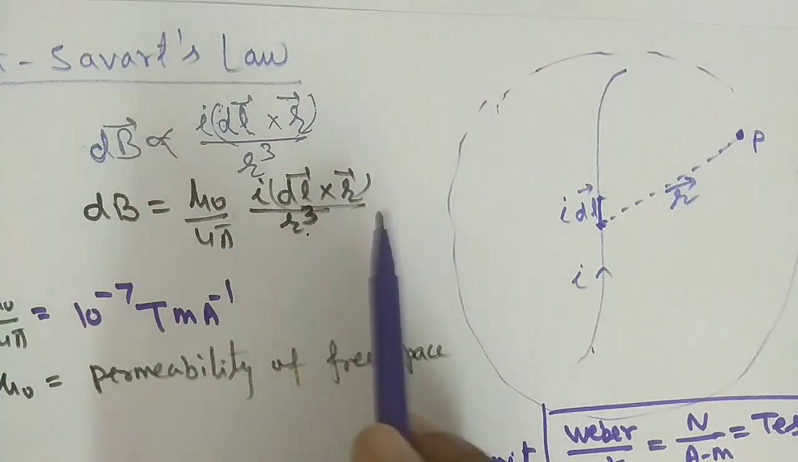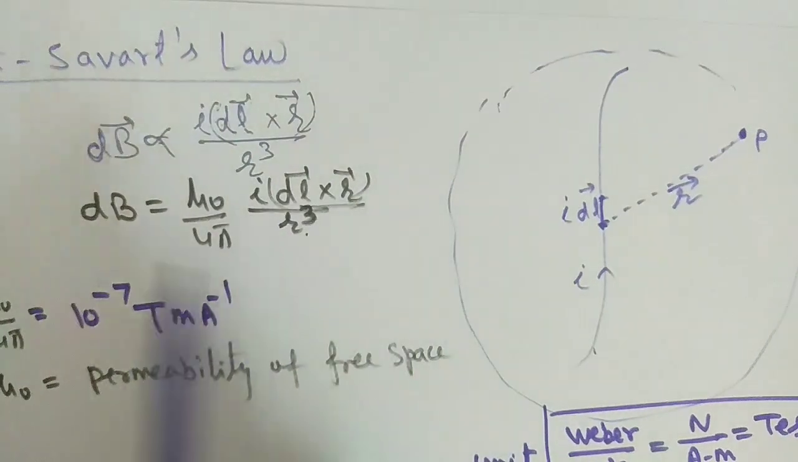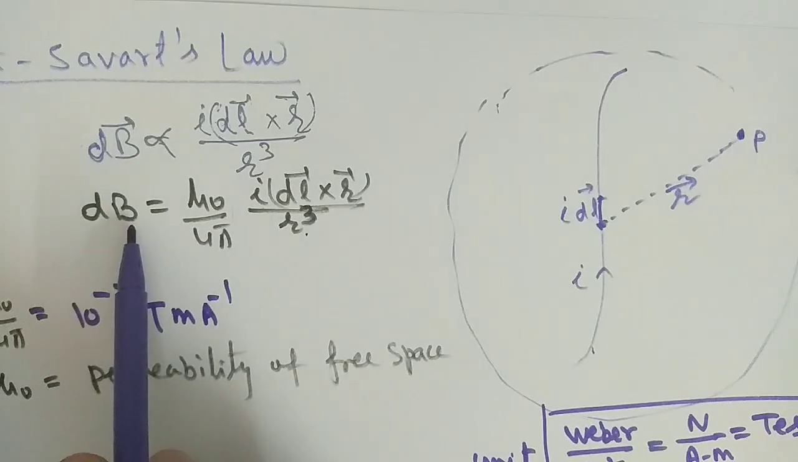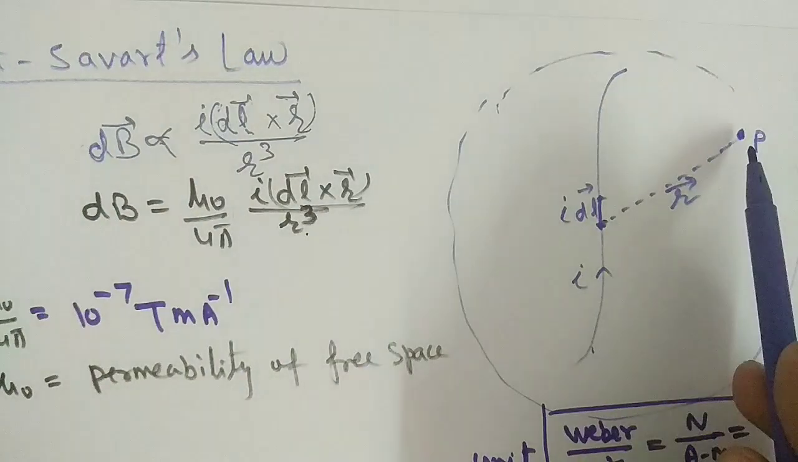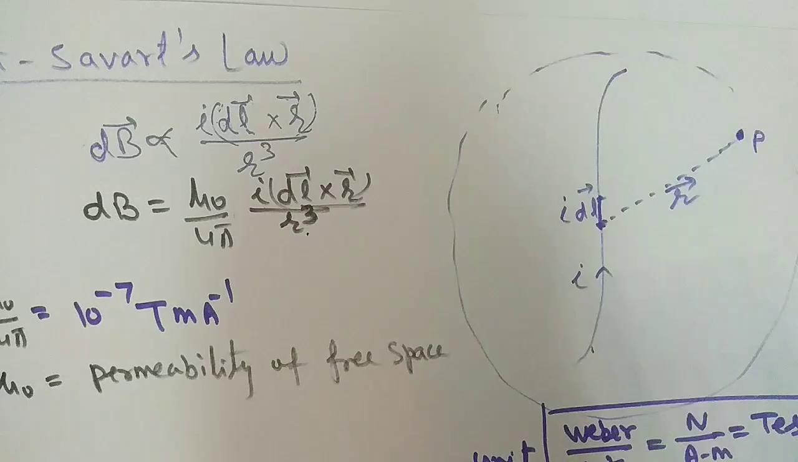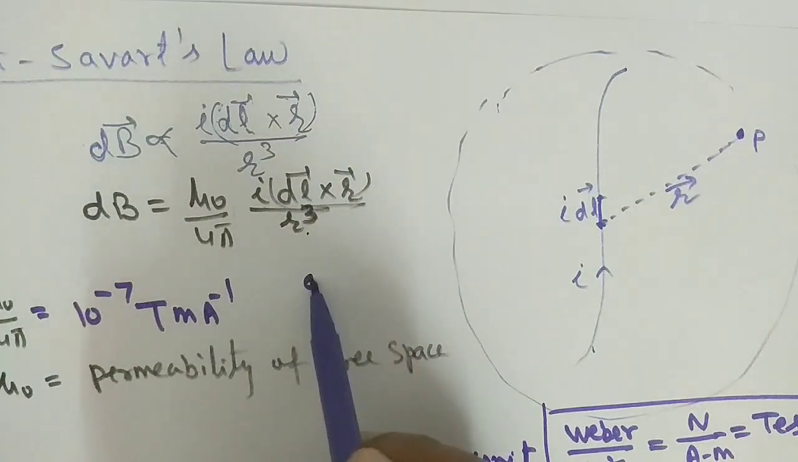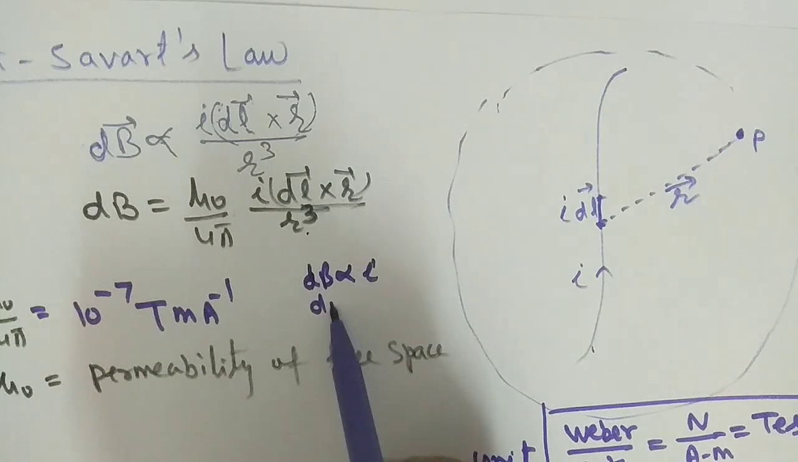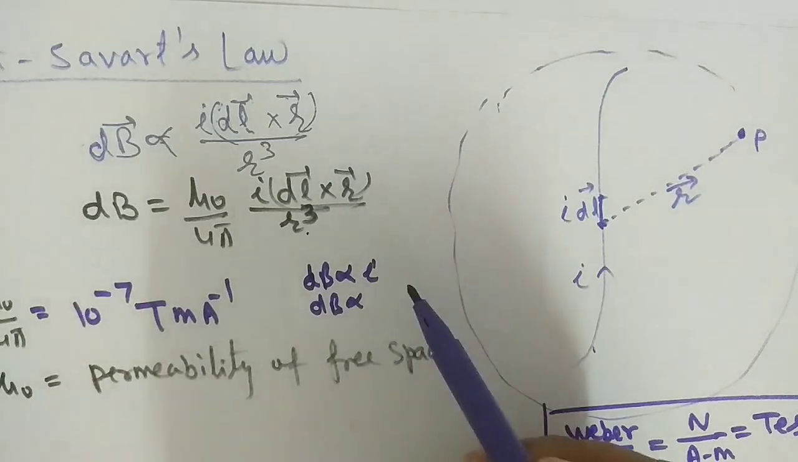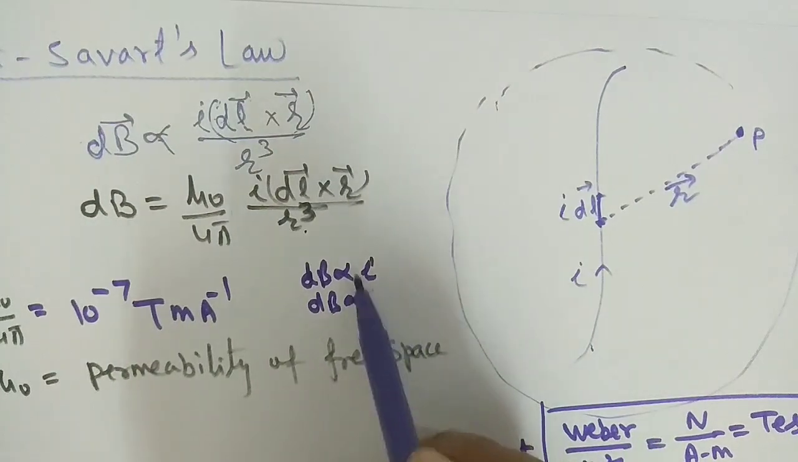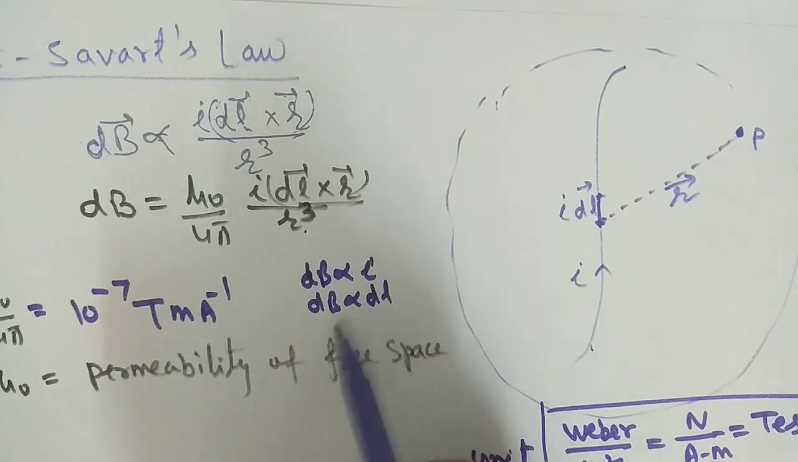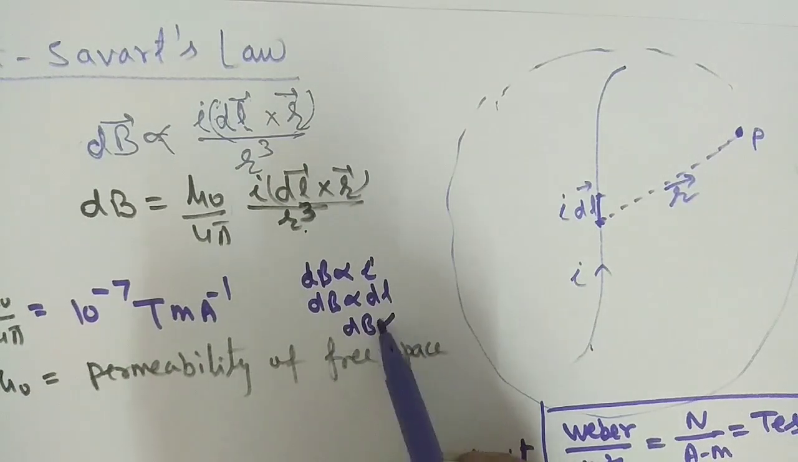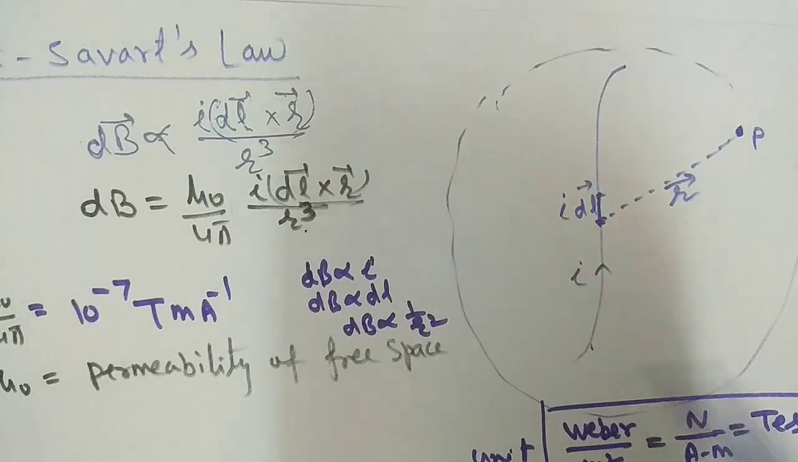From this relation, it is very clear that the magnetic field intensity at any point at distance r is always directly proportional to I, directly proportional to dl, and inversely proportional to the square of the distance.